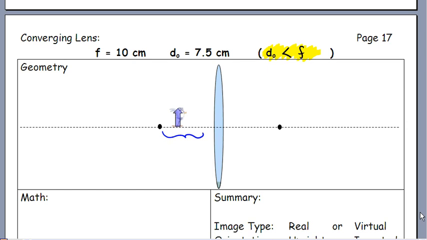So we'll begin by drawing the rays. First one, what if we go parallel on the way in? All right, okay, so that's going to look like that. And then focal point on the way out.